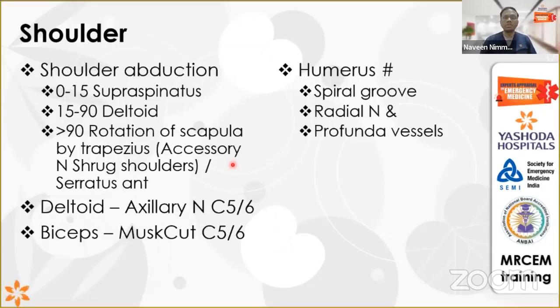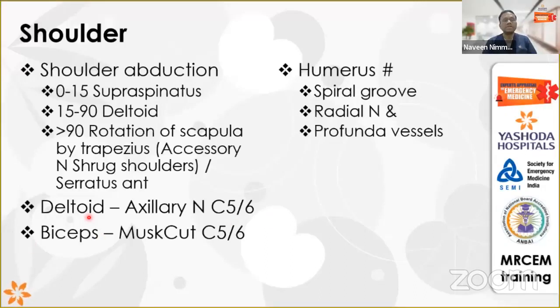And similarly, if they say there is a shoulder abduction problem and an elbow flexion problem, both are supplied by C5, C6. So deltoid, axillary, is C5, C6, and biceps, musculocutaneous branch, is also C5, C6. So both of them have the same nerve root.